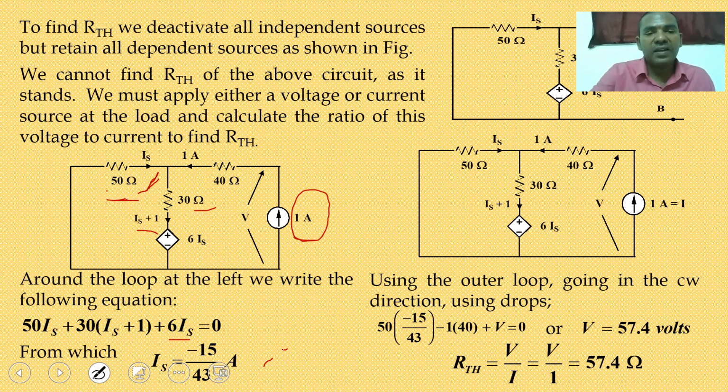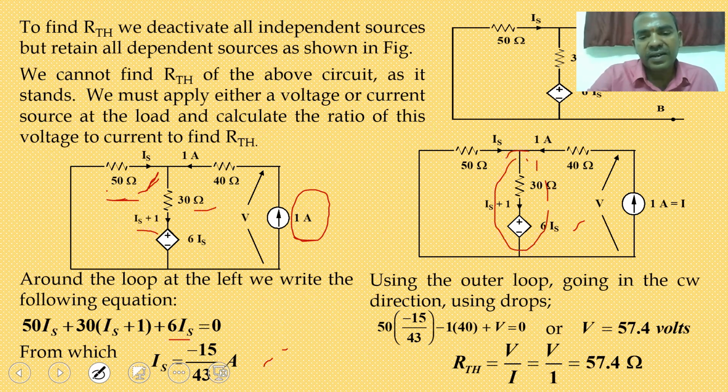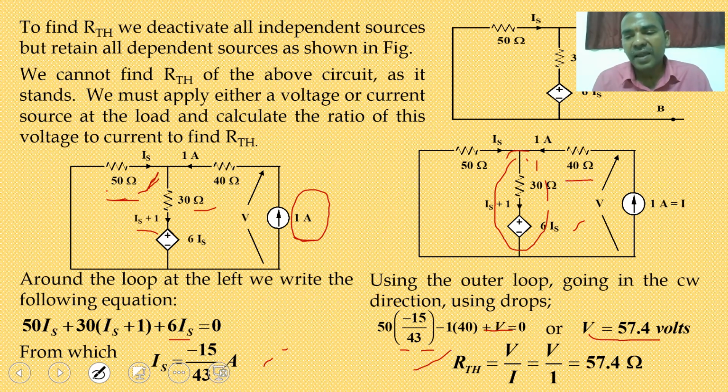So for the left loop, while you are coming to the right loop, the total voltage drop here is 50 into Is, that is minus 15 divided by 43, minus 1 into 40, which is the voltage drop across the 40 ohms, and V is the current source voltage, equal to 0. So from this you can calculate the value of V. So how much are you getting? 57.4 volts. Then RTH is equal to V by I, so that is equal to 57.4 ohms.